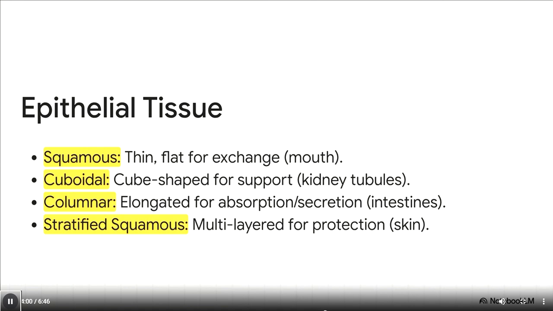Thin, flat squamous cells are perfect for exchange, like in your mouth or lungs. Cube-shaped cuboidal cells give support in places like your kidneys. Tall, elongated columnar cells in your intestines are great for absorbing nutrients. And your skin? That's stratified squamous, tons of layers stacked up for maximum protection.